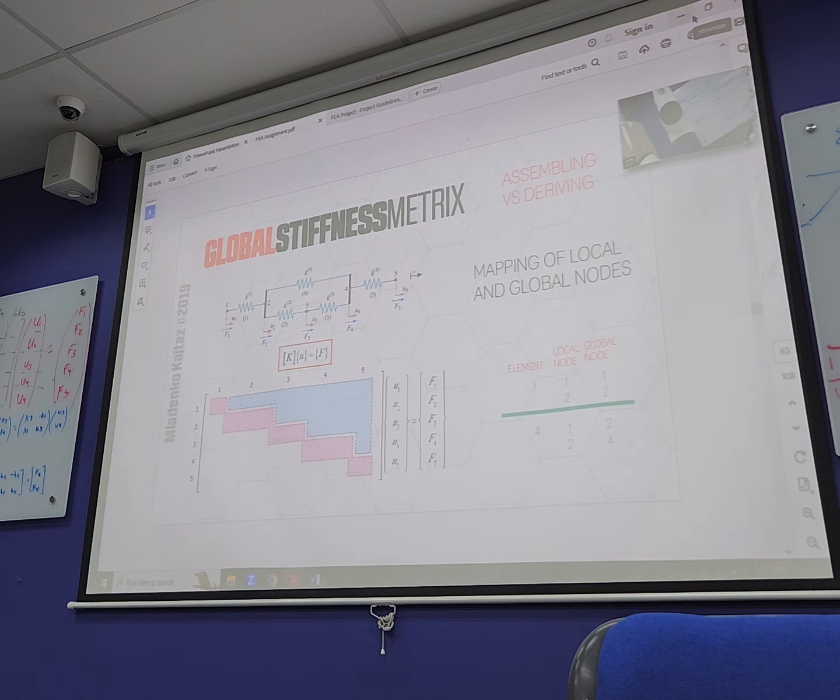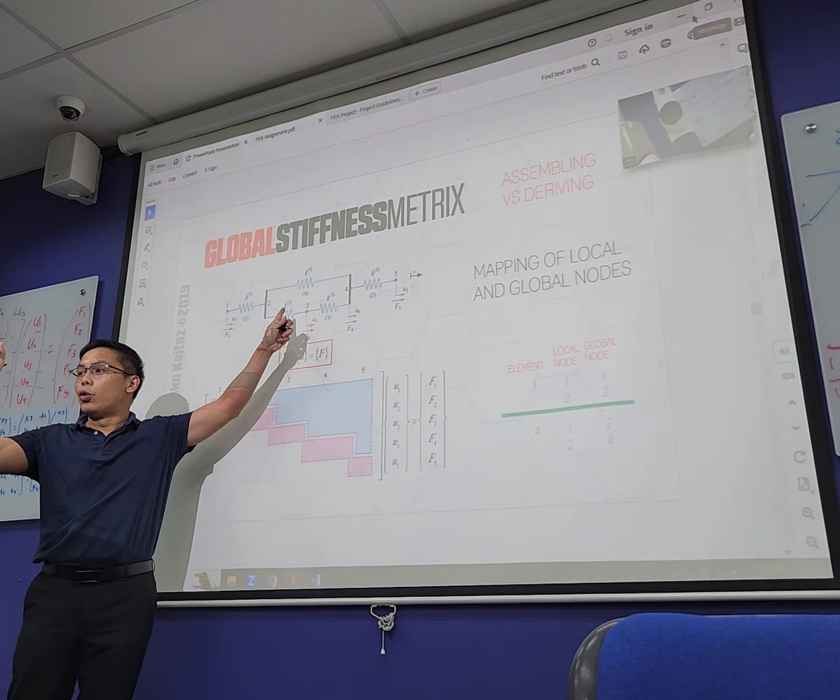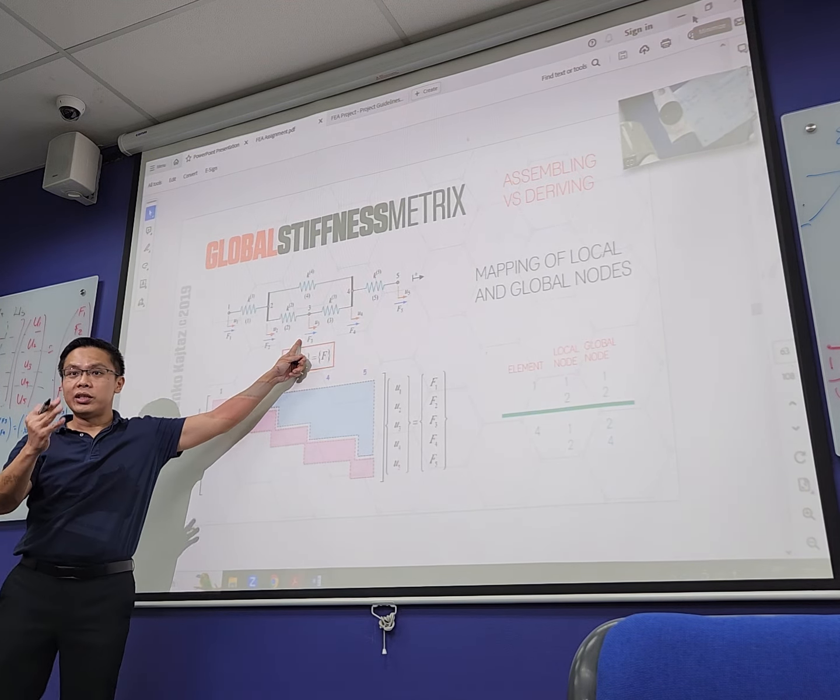Okay? Which one should we do? Shall we do this one? We should do this one, because this is where the overlap is. Node 2 is the overlap. You see node 2. How many springs should you see? How many K should you see at row 2, column 2? Three. Very good.